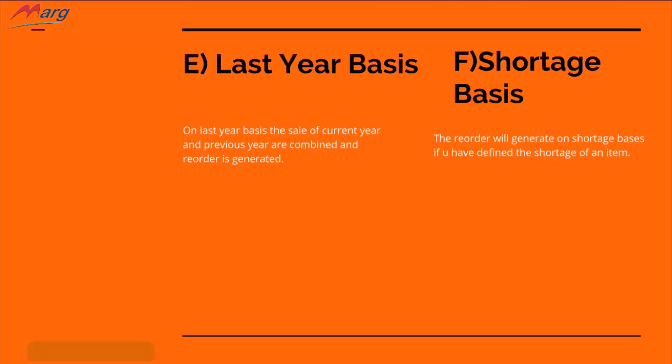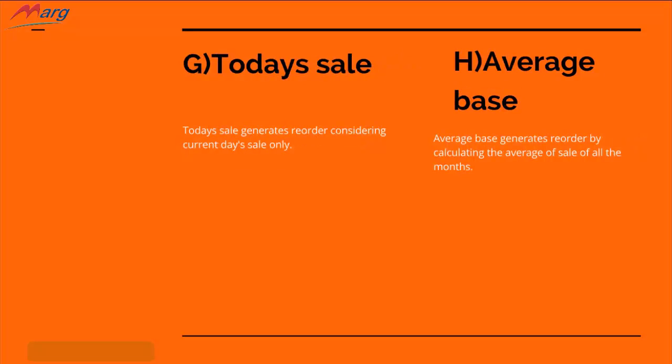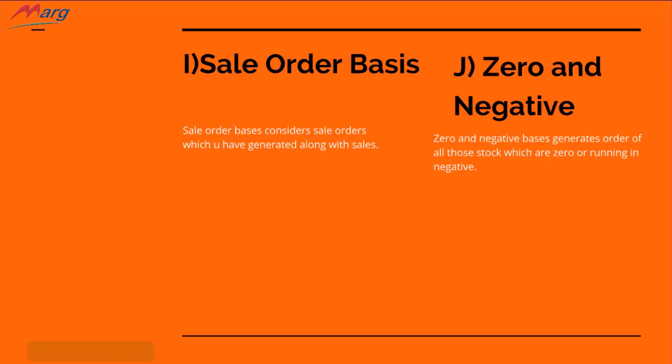On last year basis, the sale of current year and previous year are combined and reorder is generated. And if you select shortage base, then the reorder will generate on shortage basis if you have defined a shortage of an item. Today's sale generates reorder considering current day's sale only. Average base generates reorder by calculating the average of sale of all the months. Sale order basis considers sale orders which you have generated along with sales.